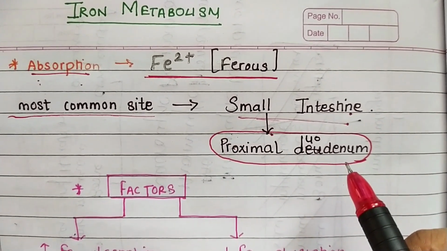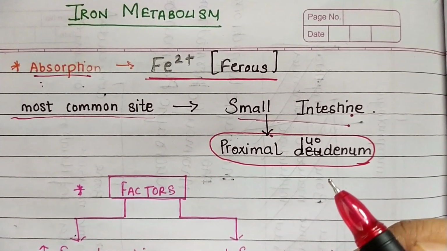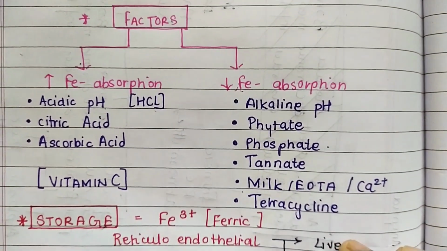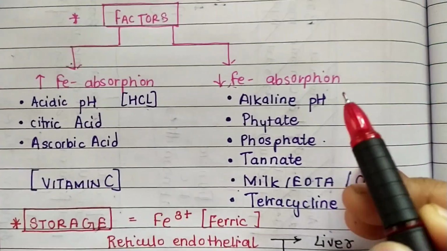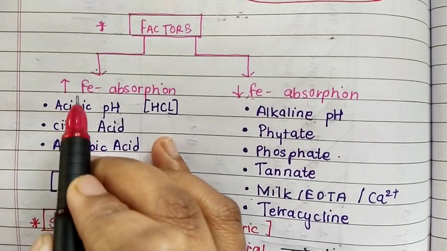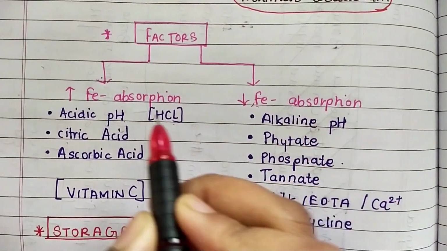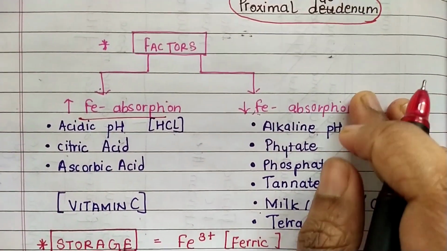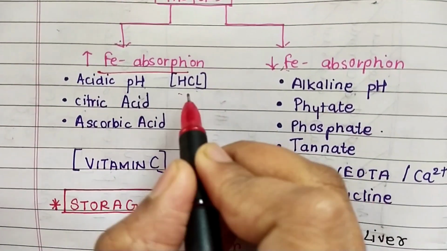So what are the factors which affect iron metabolism? The factors that affect iron metabolism are whenever there is an increase in iron absorption and whenever there is a decrease in iron absorption. So the factors act in two forms: increased iron absorption and decreased iron absorption. So when is there an increase in iron absorption? You should note that iron absorption occurs in acidic pH.